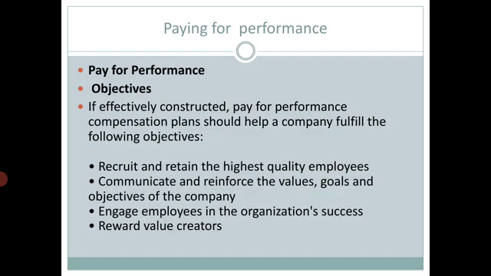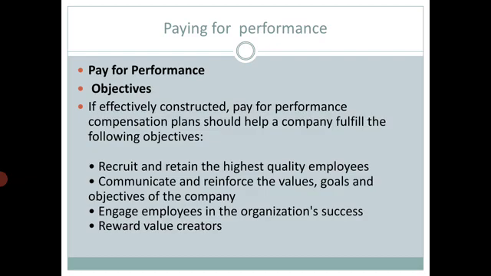Each company has certain goals and objectives. The employees should be communicated the values, goals and objectives of the company. Why? Because unless employees work for them, your organization's goals will never be accomplished. So these people should be communicated with the values, goals and objectives of the company. Then engage employees in the organization's success.